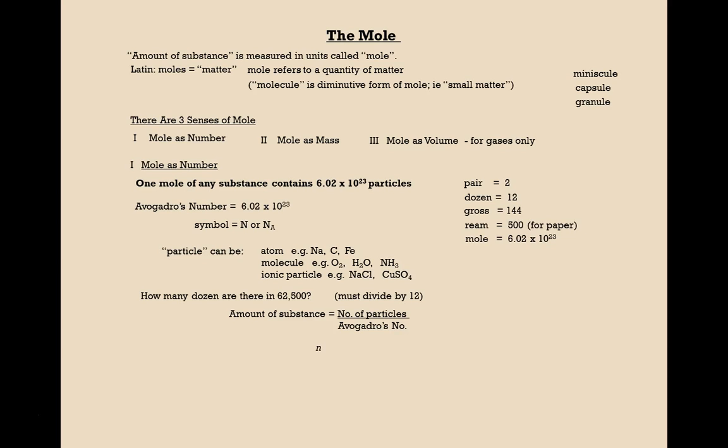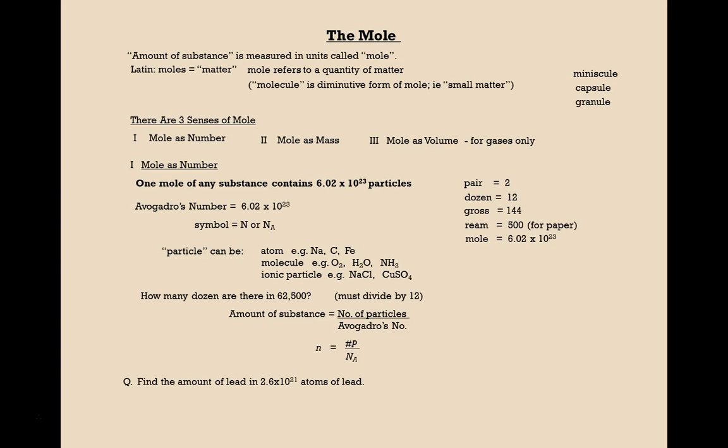We use the usual symbols, small n for amount of substance. Now, number of particles is not an official designation, but it is the most common one that you'll see anywhere in textbooks, so we'll stick with that. And Avogadro's number is uppercase N, and we just join them with the equal sign. And here we have our first relationship between amount of substance and number of particles.